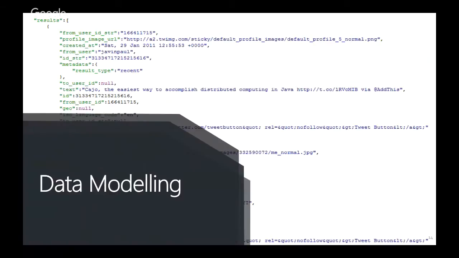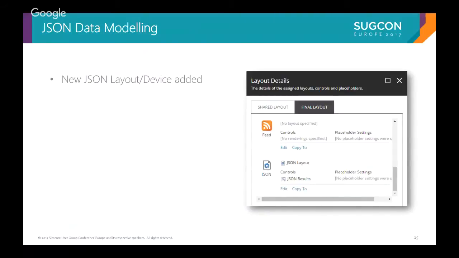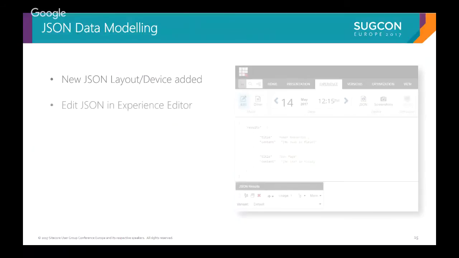Another key feature added in 1.3 is the idea of data modeling. If you've got single-page applications, or a web application that's just getting JSON, SXA supports this kind of JSON data modeling now. Essentially, in 1.3 they added a new JSON layout and a new JSON device. Just like you had your default device for web and your feed device for RSS feeds, they added a new device for JSON.